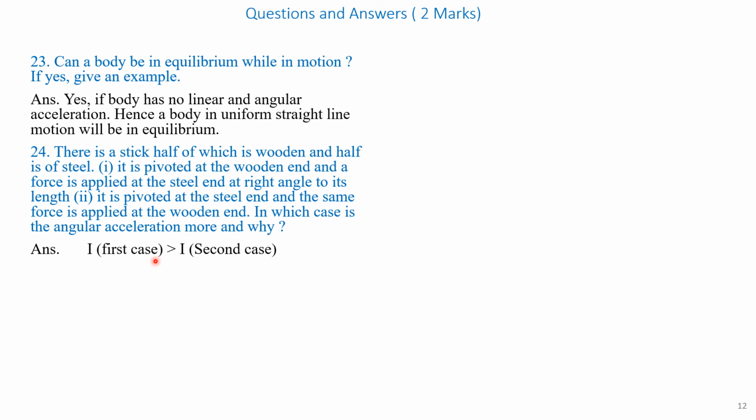Answer. In the first case, that is when it is pivoted at the wooden end and force is applied at the steel end, the moment of inertia is greater than the moment of inertia in the second case. Because tau equals I into alpha, that is, torque equals moment of inertia into angular acceleration. Therefore, this implies that alpha in the first case is less than alpha in the second case.